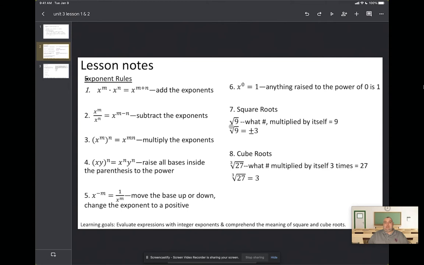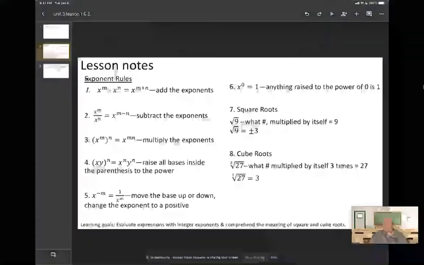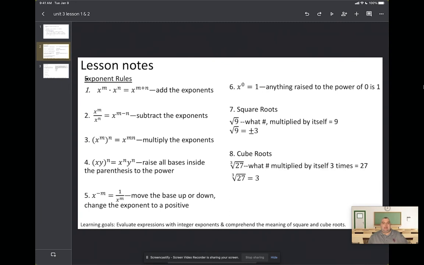Just like we would say that the square root of 9 is plus and minus 3, because 3 times 3 is 9, and negative 3 times negative 3 is also 9. The big difference between square roots and cube roots is that with cube roots, we do not need to do the plus minus thing, okay? 3 times 3 times 3 is equal to 27, but if I do negative 3 times negative 3 times negative 3, I do not get 27, I get negative 27. So in this case, with cube roots, you do not need to do plus and minus.